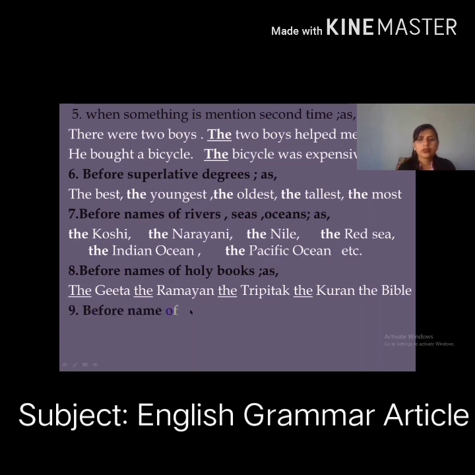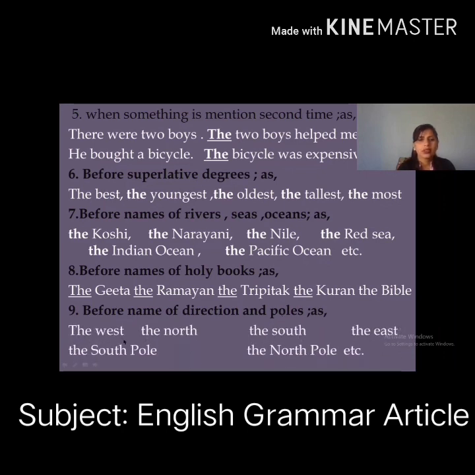The is used before the names of directions and poles. For example, the west, the north, the south, the east, the south pole, the north pole. So, before the name of direction, we have to write article the and say the west, the north, the south, the east, etc.